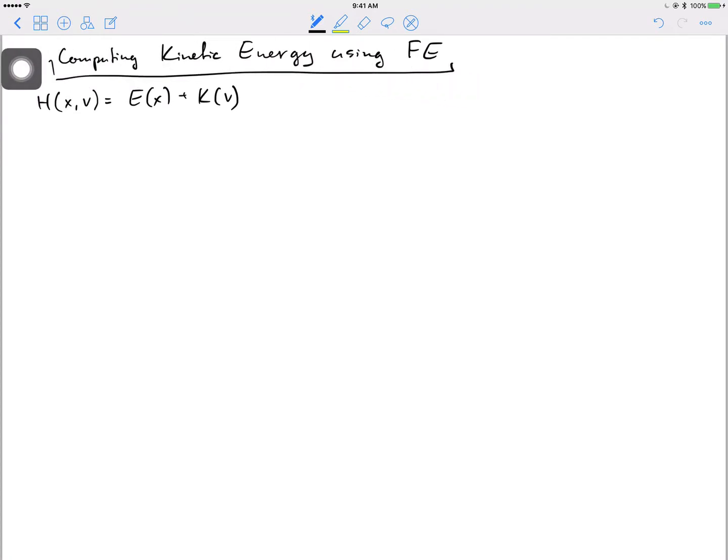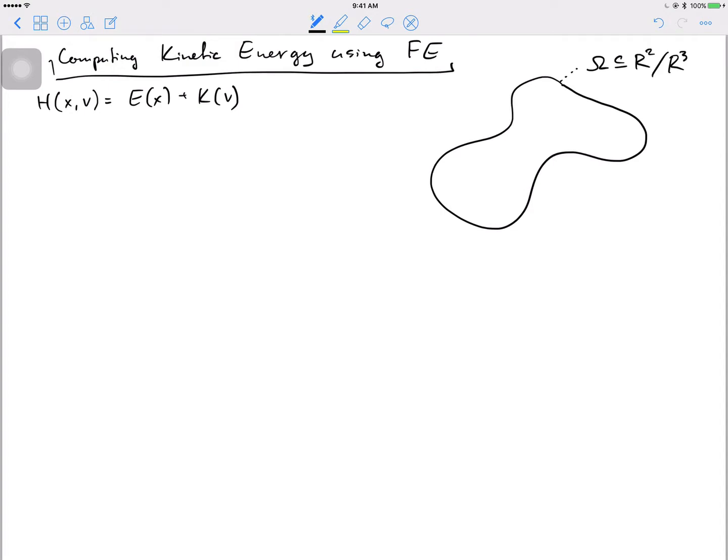So we have some object we are simulating. Let's say this is an omega, and it's a subset of either R2 or R3. Either we are doing a 2D simulation, in which case this would be some sub-area, or we are doing a 3D simulation, and this would be some piece of volume. It's always a manifold of codimension 0, so we are always doing a 2D shape in 2 dimensions or a 3D solid in 3 dimensions.